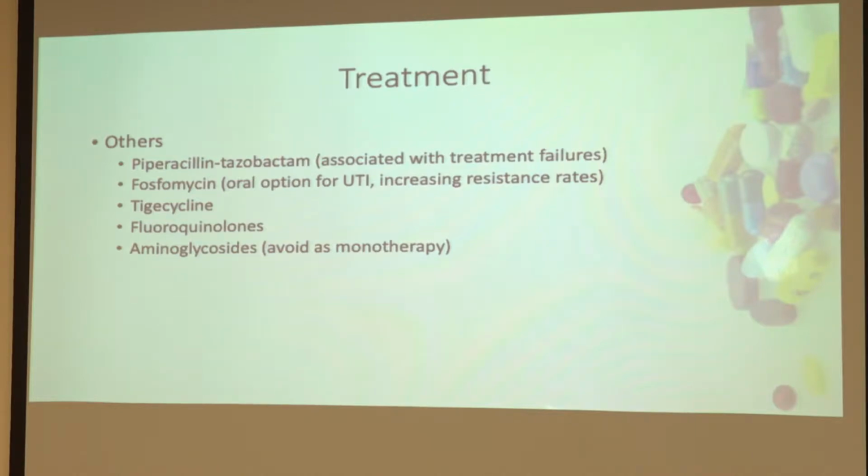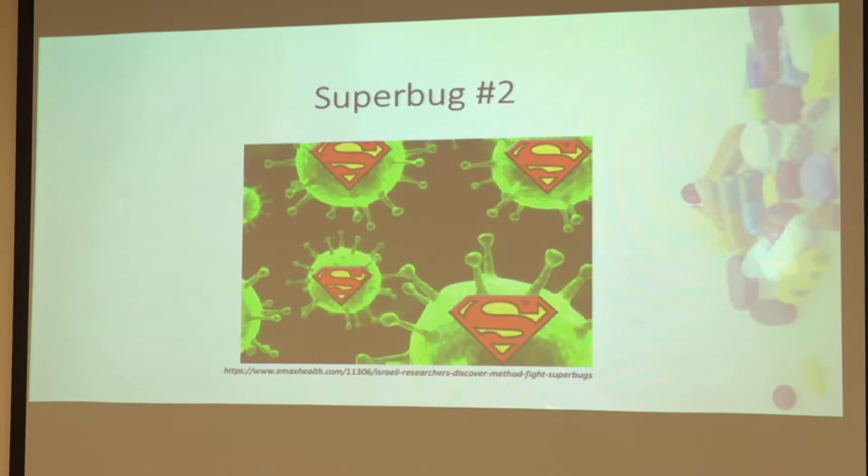Fosfomycin is the other medicine we can use. It's for older kids. It's a PO medicine for UTI. But because we have been using fosfomycin so much now, there is resistance developing against fosfomycin. Tigecycline is similar to tetracycline, used in those more than 8 years old. Fluoroquinolones, aminoglycosides. But they say try not to use these drugs as monotherapy.